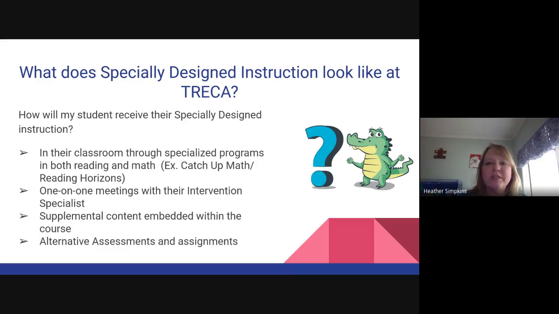Maybe a student in the general education would take a typical assessment, and a student that receives special education services would be able to take that same assessment orally, or they may have fewer questions, or they may have the questions read to them. So that was a very quick overview of what an IEP looks like and how we service IEPs at TRECA.